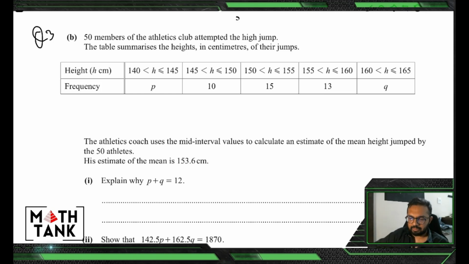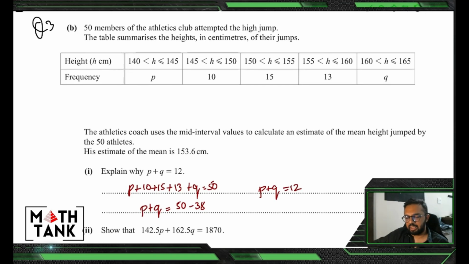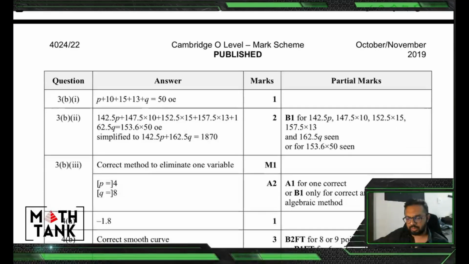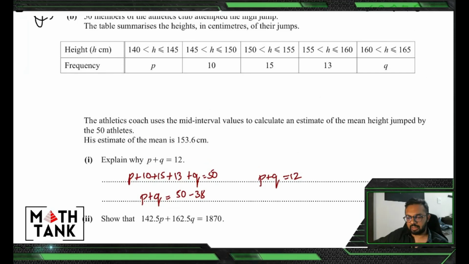So I think this is plain and simple. You can just say that P plus 10 plus 15 plus 13 plus Q should all add up to 50. And if that's the case, then P plus Q should be 50 minus 38. So P plus Q should therefore be 12. That's the reason, that it has to add up to the frequency. I don't think any other reason would be provided here, but you just need to show the calculation.